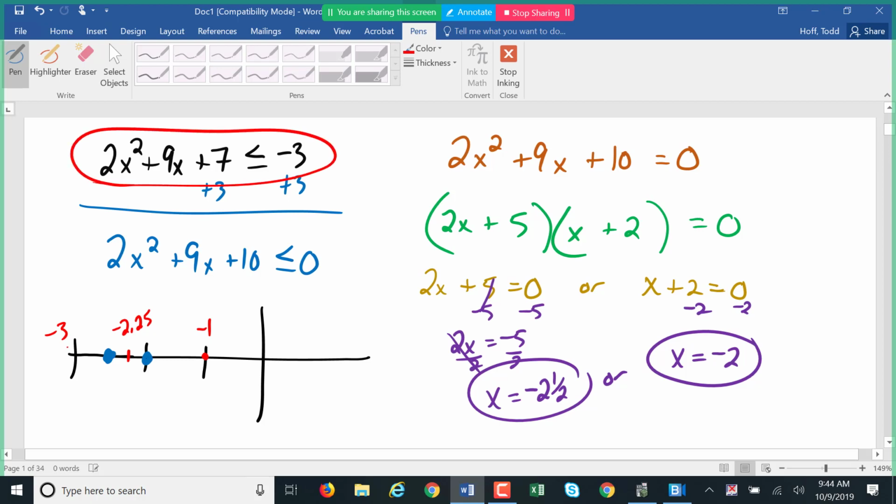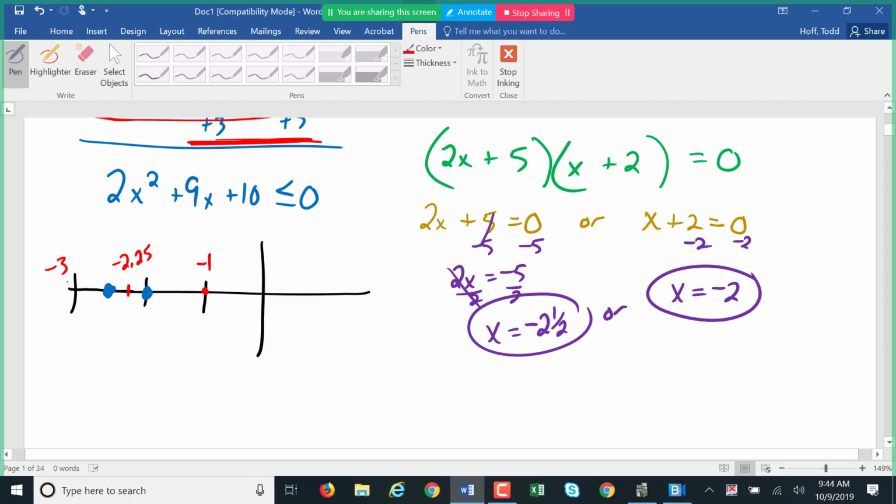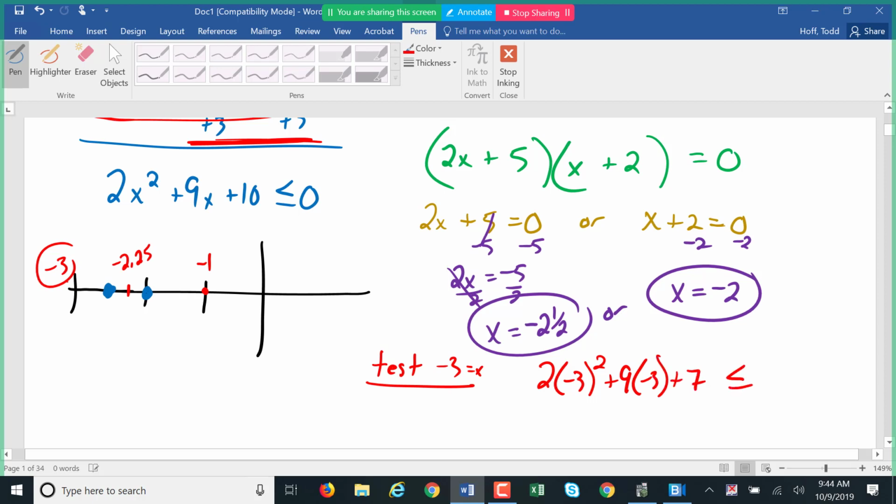I go back to the original inequality, just in case we did something incorrect as we were trying to set it compared to 0. So I've got 2x squared. I'm going to use the negative 3 first. So I'm going to test negative 3. So 2x squared is 2 times negative 3 squared, plus 9x, that's going to be plus 9 times negative 3, plus 7. Is that less than or equal to negative 3?